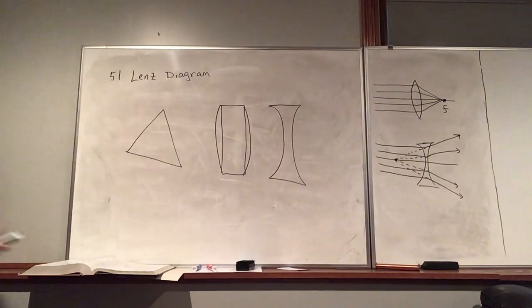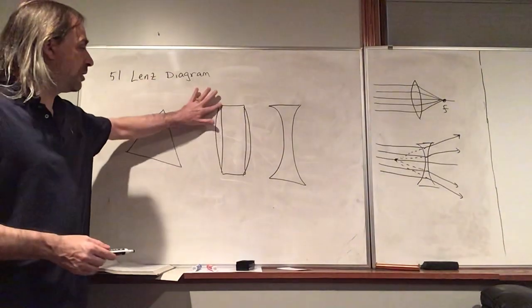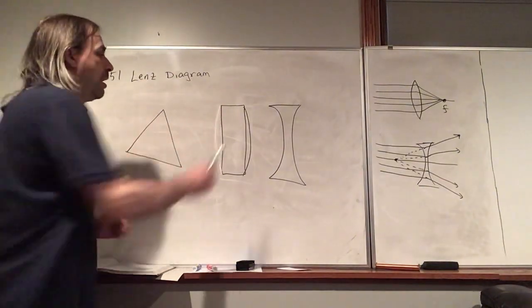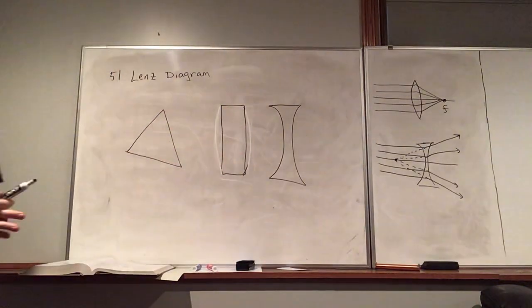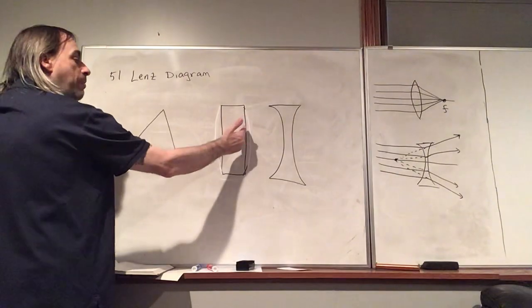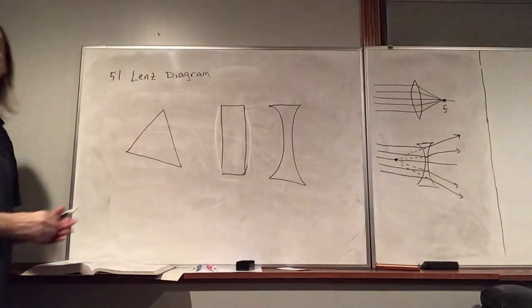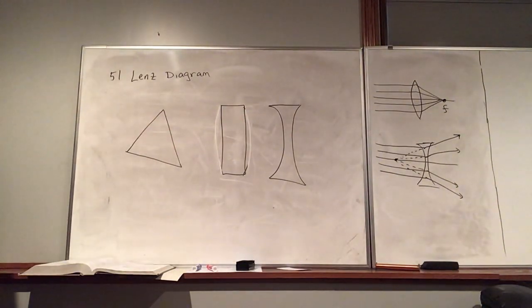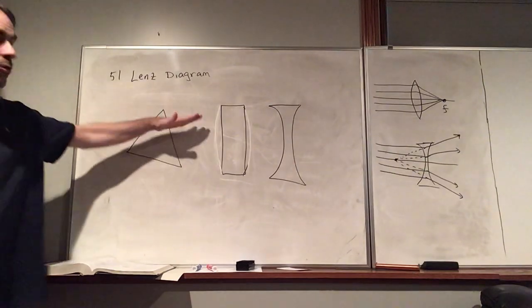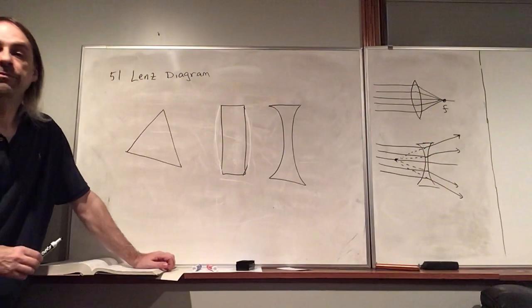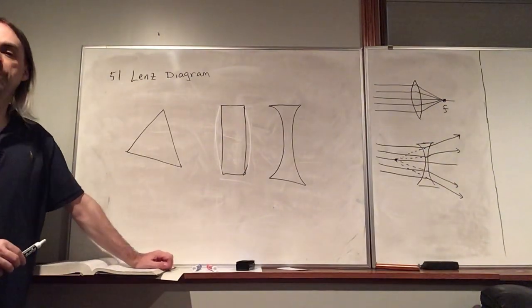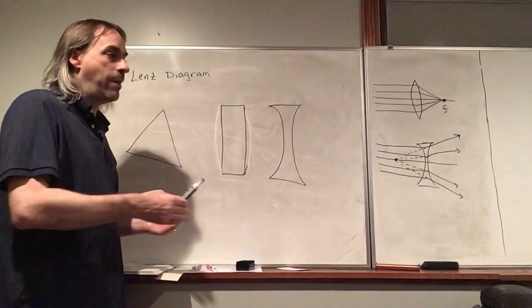And we talked about an object like this, where it does not change the angle of the ray. That's because these two sides are parallel. In a prism, these are not parallel, so you get this net bending of light when it passes through a prism.